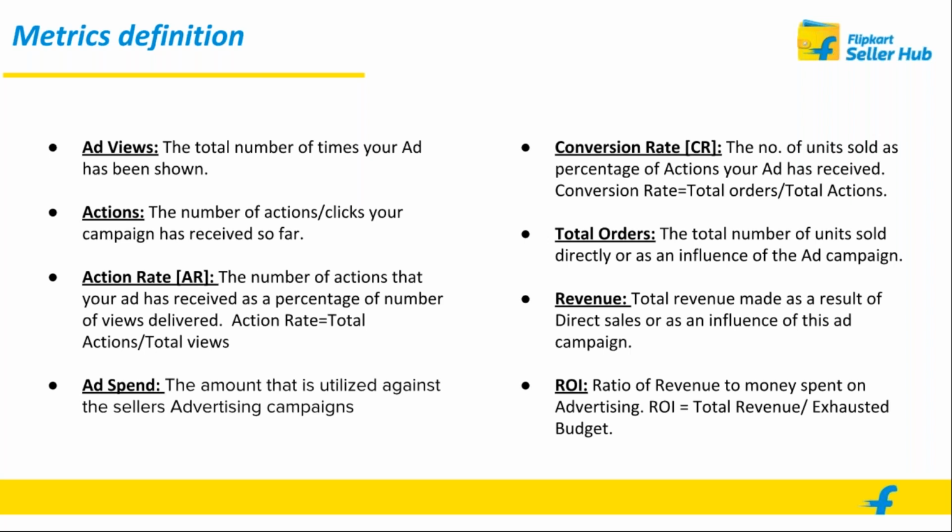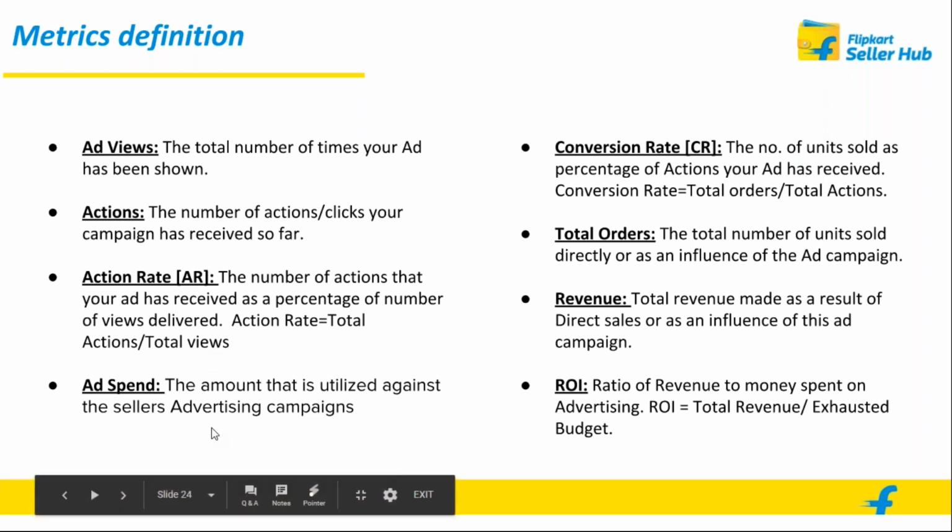I might be browsing through kurtis and just see an ad of a kurti. Doesn't mean I'm clicking on it and checking out its product page. That clicking and checking on the product page is what we call an action. Action rate is basically your total actions divided by the total views. How that is used, we'll come to a bit later on.